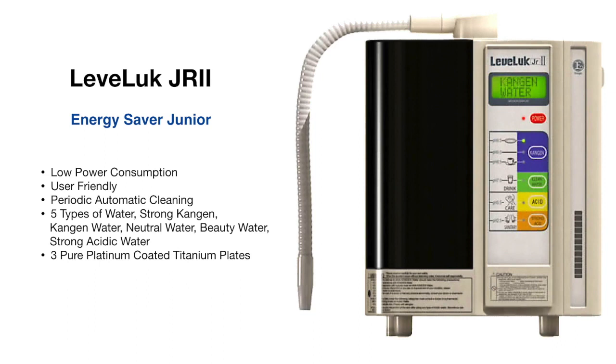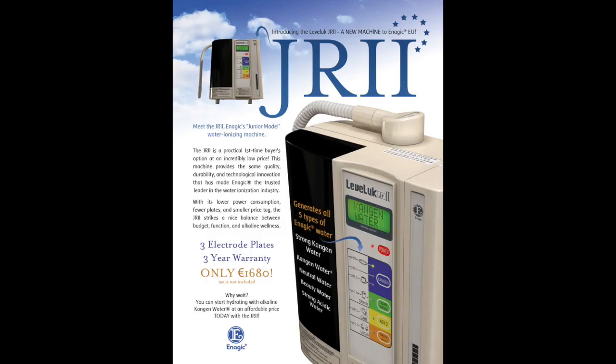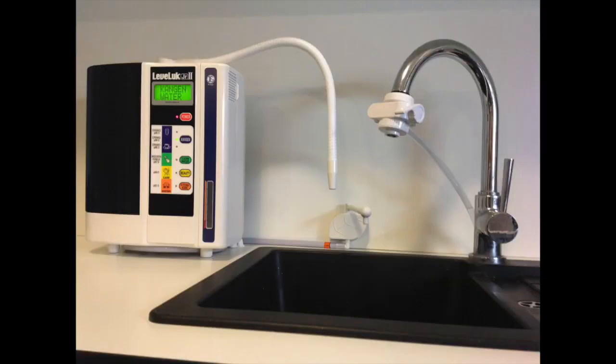The ORP reading is also lower because the water is only being charged by 3 titanium plates. And the charge in the water does not hold as long as the 501 or the K8. And it's also worth noting that it doesn't have the voice confirmation that you have in the first 3 models. But the Junior is still a very reliable system. It produces all the 5 water you've seen, and it's really recommended for singles or couples.